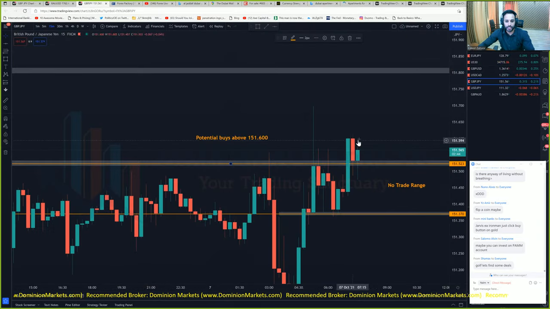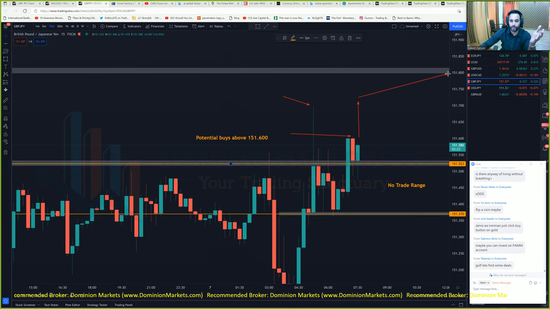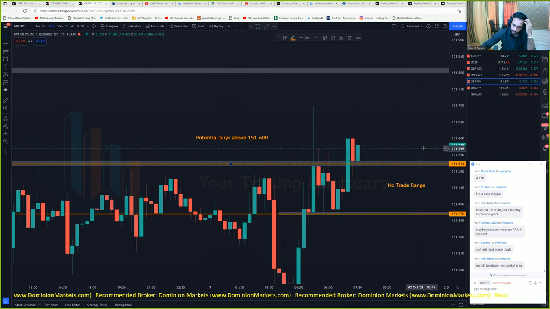Someone's saying, let's go GJ. Yeah, GJ needs to break above 151,600, especially on the 15-minute time. If the next 15-minute candle breaks above 151,600, then I'd be open to take buys on pound yen to continue bullish, first to fill this wick, and then to continue on towards 151,800. Got 2 minutes left for this candle to close. So gonna let this candle close over here.